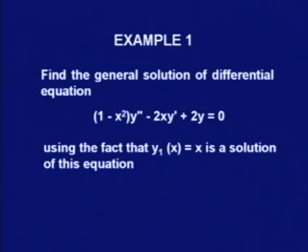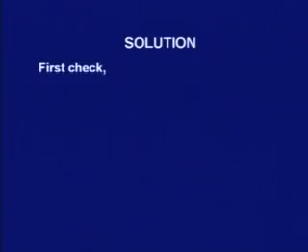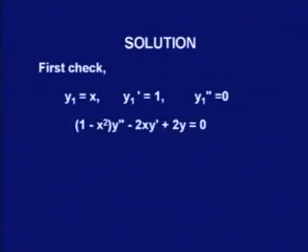We are given that x is a solution. So, first we will check whether it is a solution or not. y 1 is x, so y 1 dash would be 1 and y 1 double dash would be 0. If I substitute this in the given equation, the first term is 0, the second term gives me minus 2x, and the third term gives me plus 2x, that is, it is 0. It is satisfying. So, this is a solution.